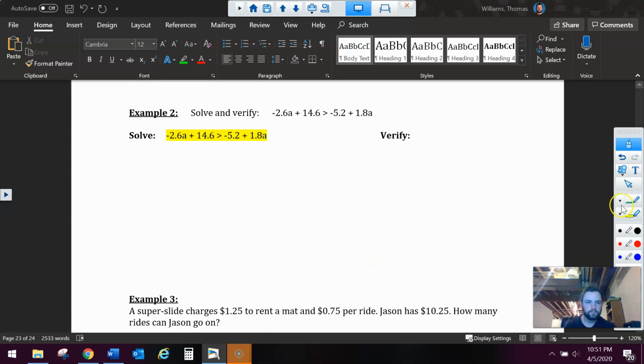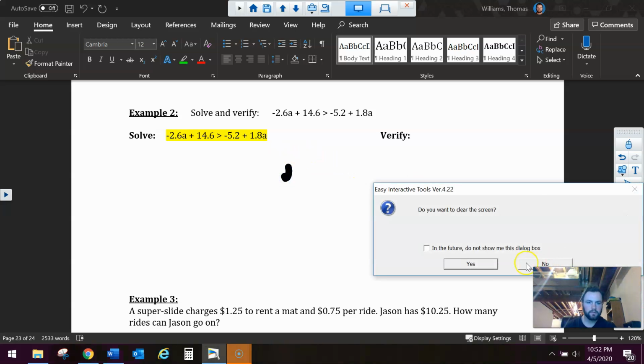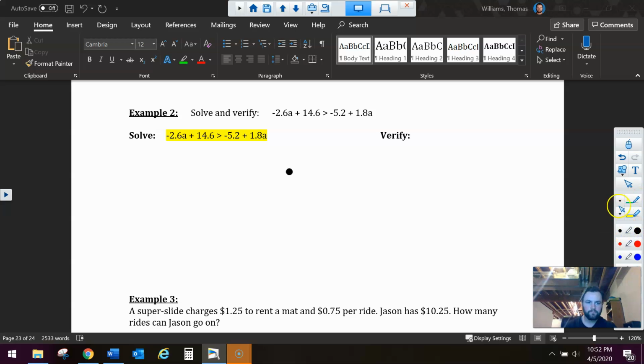Last example here. Now I've got a little bit more going on, but we know what we want to do is get our variables on one side and our constants on the other side. So what I'm going to do to start here is add 2.6a to this side, and add 2.6a to this side, which is going to help me move all my variables to the right side.